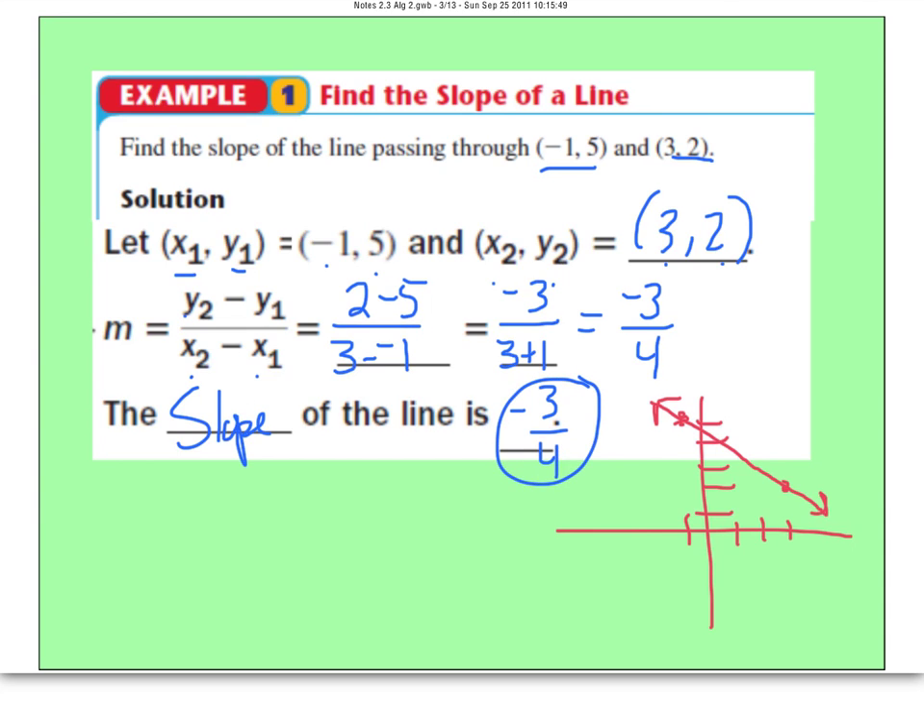You read a line just like you do a book, left to right. So if you start left and you go right, you're going to notice you're traveling downward on it. That's why you come up with a negative answer. The negative slope is going to tell you that the line is going downward. And the 3/4 equates with how steep it is.